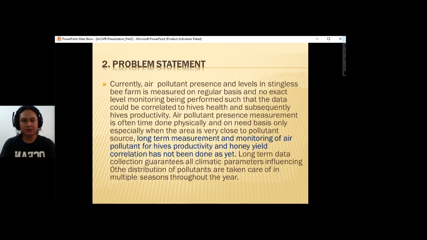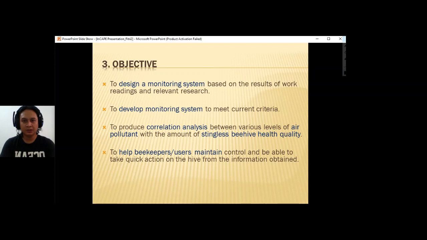Problem statement: long-term measurement and monitoring of air pollutants for hive productivity and honey yield correlation has not been done yet. The objective of this paper is, first, to design and develop a monitoring system for this stingless bee project. Then, from the data, to produce a correlation analysis between various levels of air pollutant and stingless beehive health quality. And our main objective is to help beekeepers or users maintain control.